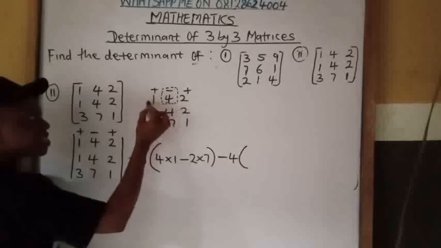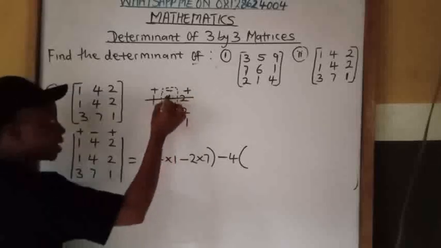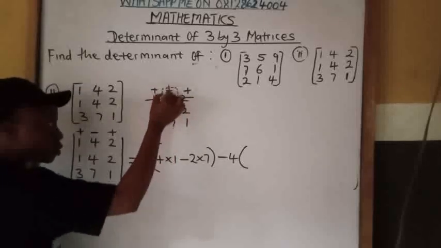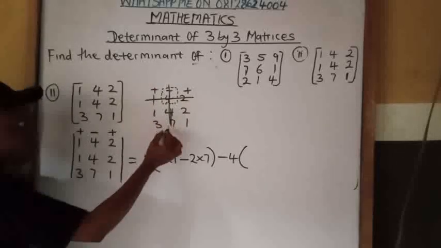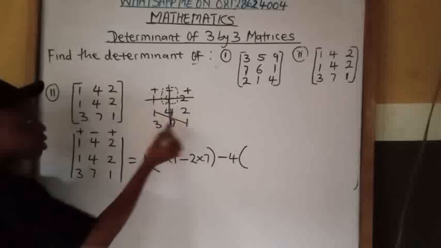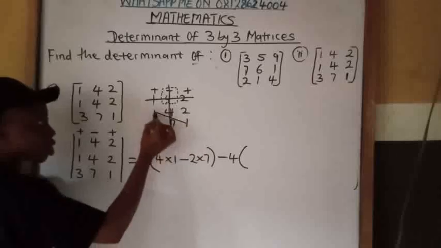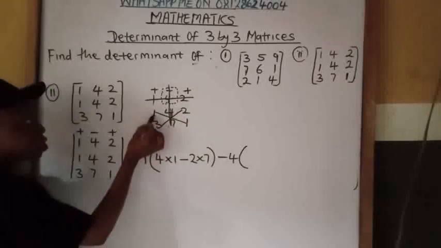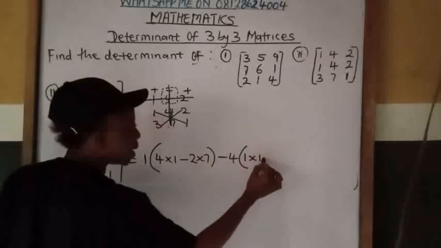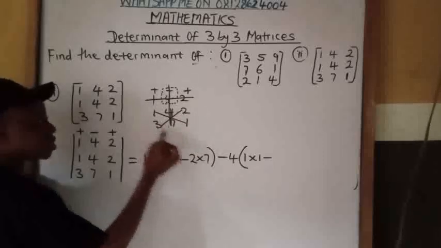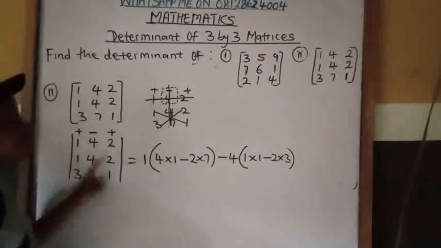Now rule out what? The row where this element appears. So this element is on this row, you rule it out. Then this element 4 is on this column. So you rule the row and the column out, then you cross multiply. We are going to be left with 1, 2, 3, 1. So here you are going to have 1 times 1, minus 2 times 3. So you are done with the second number.